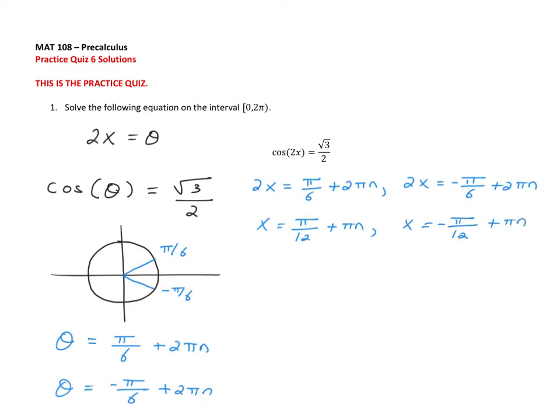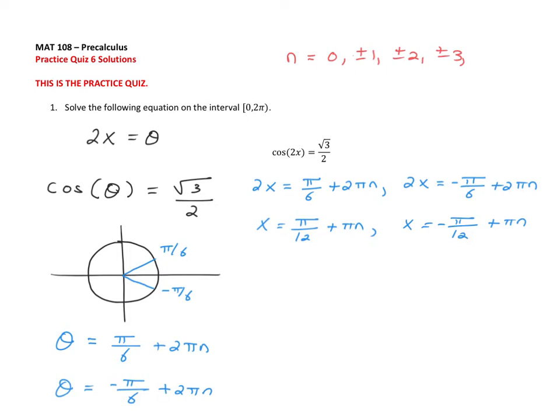As a reminder, the n in these equations means an integer. N can equal 0, plus or minus 1, plus or minus 2, plus or minus 3. If there is no restriction on the interval, you would take all these values of n and it would give you infinitely many solutions. However, since we want x to be in this interval, we're only going to use a few of these n's, and we have to decide which ones we're using.